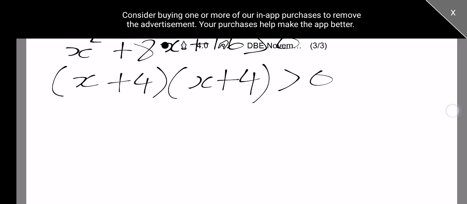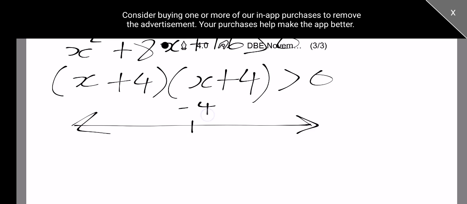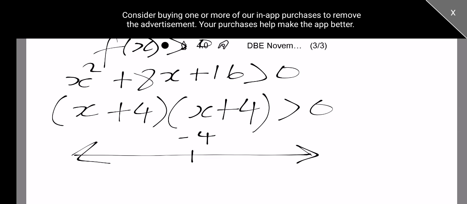So this is one solution. Both solutions are equal. So what we're gonna do is draw a number line here. Put in our critical value, which is going to be -4. What you're going to do here is substitute the values that are less than -4 into the solution.